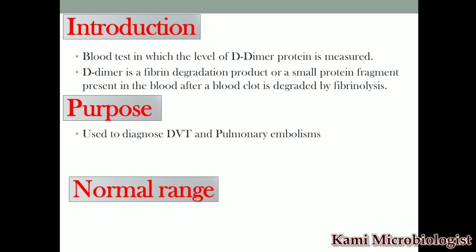So it is especially important to find out deep venous thrombosis. DVT means deep venous thrombosis or pulmonary embolism. Deep venous thrombosis is a condition, or a disease, in which there is a clot in the deep portion of your body, mostly in the leg or the pelvic portion. Pulmonary embolism means clot formation in the vessels of the lungs.